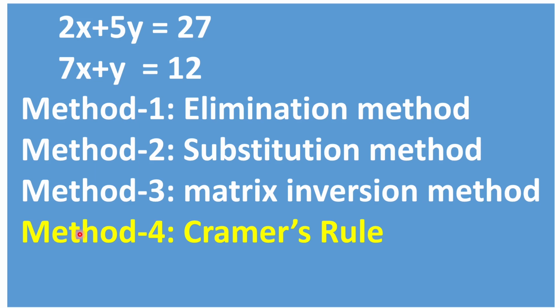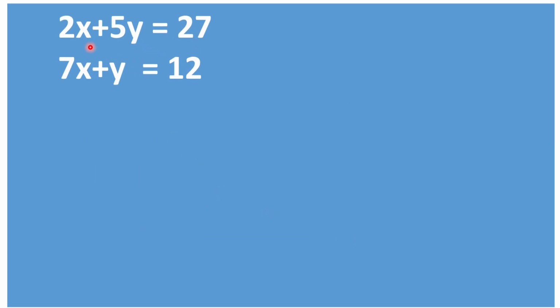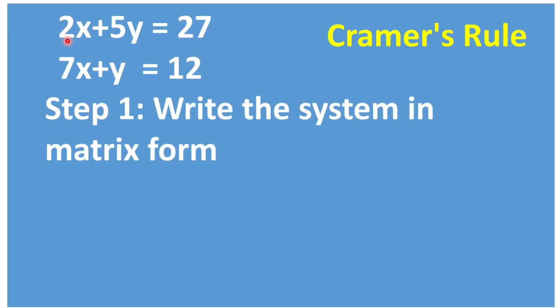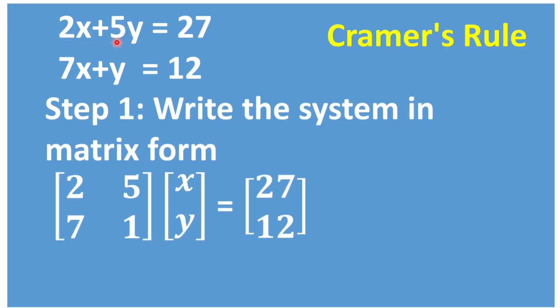But today we will solve this question by Cramer's rule. So let's start the solution of this question by Cramer's rule. So this is our given equation, and first of all, in Cramer's rule, we will write these equations in matrix form. So in matrix, we will write the coefficients. So here the coefficients of 2x plus 5y are 2 and 5, and here of 7x plus y are 7 and 1.